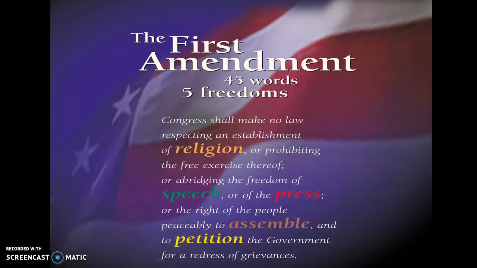So the First Amendment, in 45 words, is 5 freedoms. This is directly from the Constitution. Congress shall make no law respecting an establishment of religion or prohibiting the free exercise thereof, or abridging the freedom of speech or of the press, or the right of the people peaceably to assemble and to petition the government for a redress of grievances. A lot goes into 45 words.